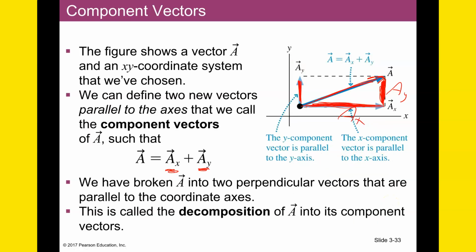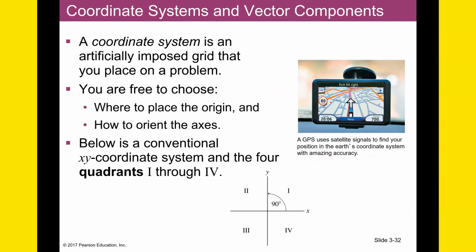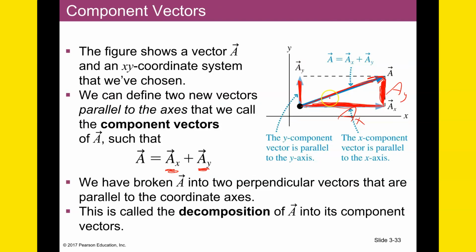Let me just show you how you could do that very easily by using the angle here, whatever that angle might be. It might be theta. And so the horizontal component would be A cosine theta. The vertical component would be A sine theta. That would be an easy way to break it into components.